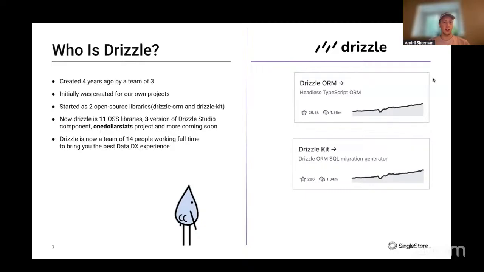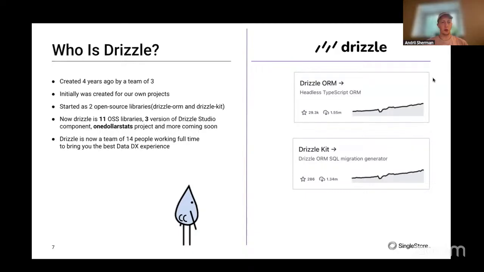We started with two libraries: Drizzle ORM for your queries and schema definitions for databases, and then we built Drizzle Kit to make migrations really easy, especially for databases where not all of the DDL statements can be done easily. We try to fix that with the Drizzle Kit package.